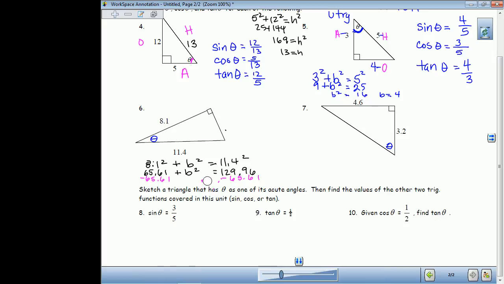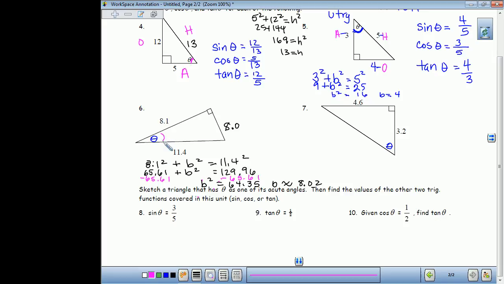So we get b squared is exactly 64.35. And then when we take the square root, we're going to get an approximate, 8.02. If we were just doing to the 10th place, wouldn't that just be 8.0? Yep. All right. So that's how we find a missing side, Pythagorean theorem.